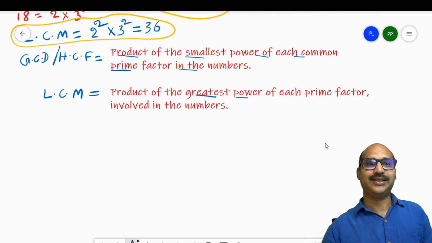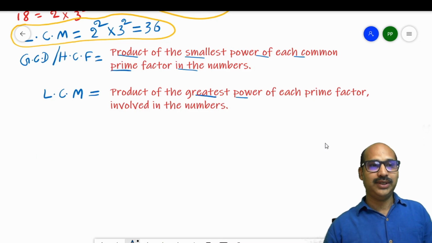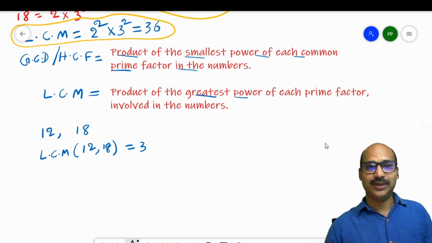So these are the statements. GCD or HCF is equal to the product of the smallest powers of each common prime factor in the numbers. LCM is the product of the greatest power of each prime factor. So the numbers we considered here are 12 and 18. We came to know that the LCM of 12 and 18 is equal to 36.